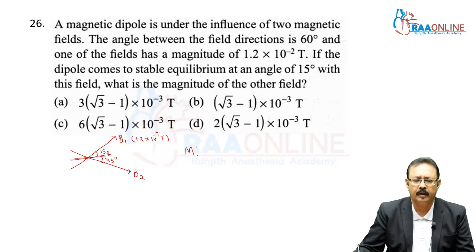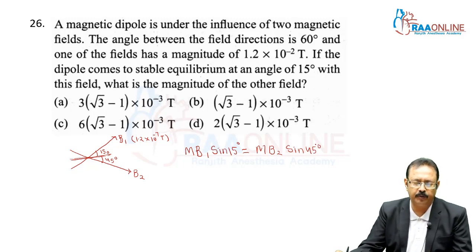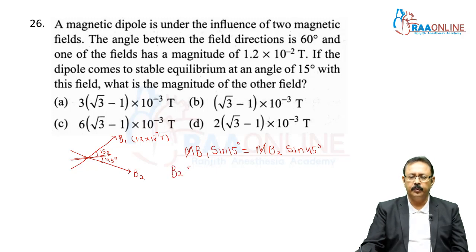M B1 sine 15 degree, and the strength of torque of the second is M B2 sine 45 degree. Both are trying to take them in their own direction. Cancel M with M. So it is easy to calculate B2 now. What should be the value of B2?